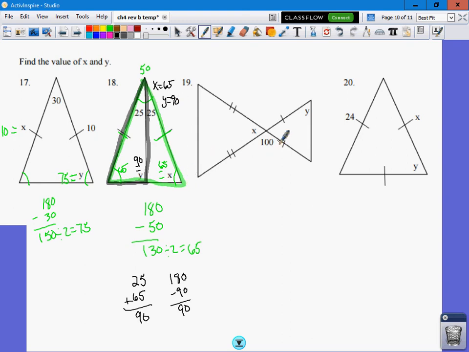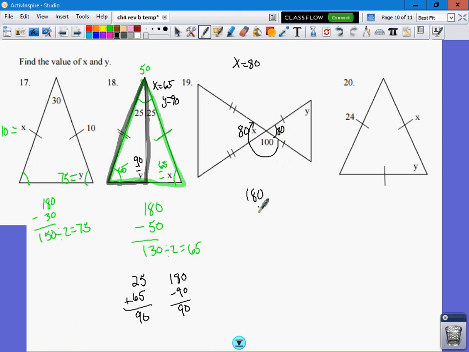If this is 100 degrees on the outside, x and this 100 make a linear pair. So this is 80 degrees in here. X must be 80. If it's 80 where x is, it's 80 over on this side.